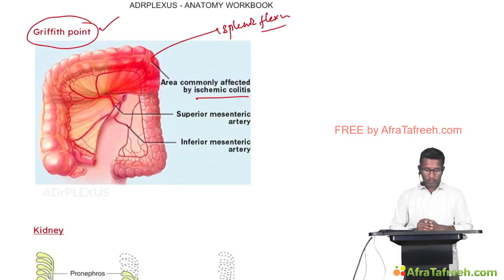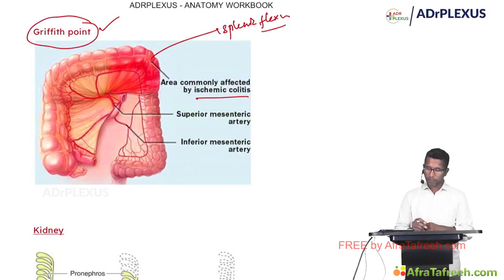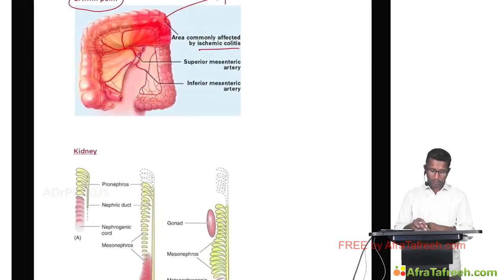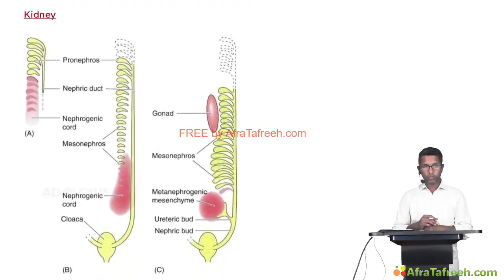So this is about the blood supply of the small intestine, blood supply of the large intestine, and their applied aspect. Keeping this in background, we'll go to the next part of the abdomen, that is the renal system and the urogenital system.